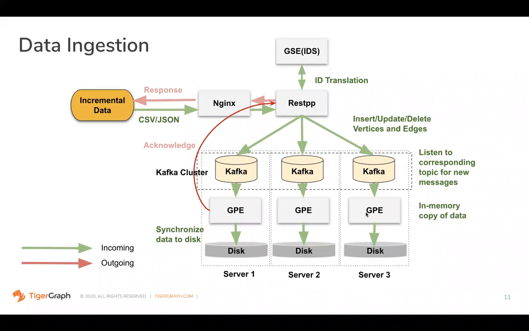And then we have a background process called rebuild that from time to time compacts all the updates in memory and writes them to the disk so that the disk and memory are in sync. So this is the high level overview of how an ingestion request goes through the system into the disk.